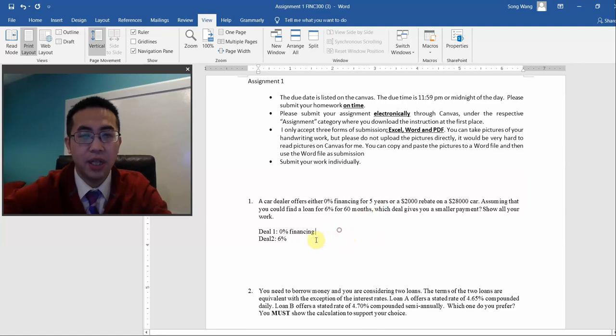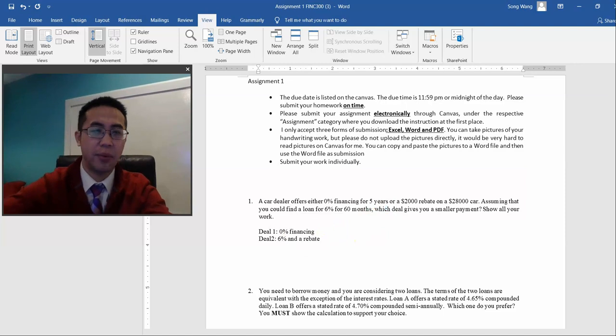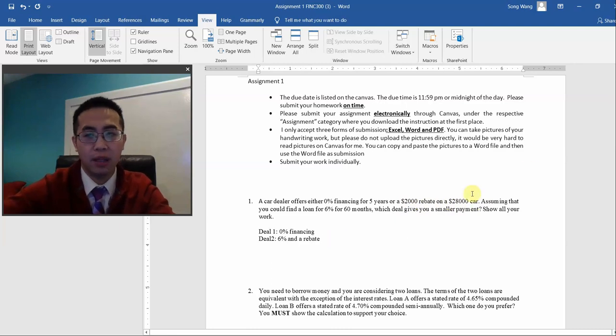absolutely better because deal two offers a rebate. A rebate is an instant price markoff from the current price. So if it is a $2,000 rebate for a $28,000 car, then the out-the-door price will be $26,000. Basically, a rebate will make the current price of the car go down.